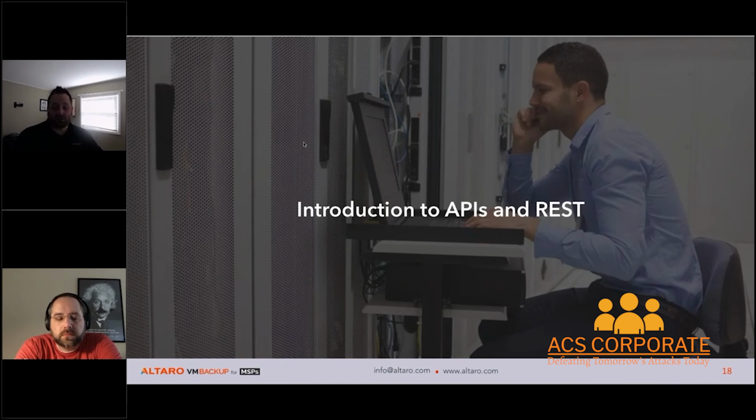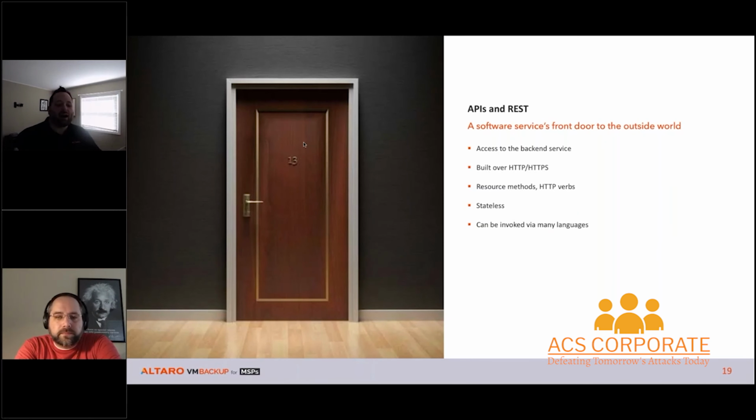So if you can advance the slide real quick, Adam. Thank you, sir. So really you could think of an API as kind of a front door to the outside world. When you're talking about REST APIs specifically, they're accessed via HTTP and HTTPS, and it allows you to ping and query a server and pull bits of information out of it and conduct certain operations as well. And what I'm going to show you in this demo here is utilizing a REST API with Altaro VM Backup.